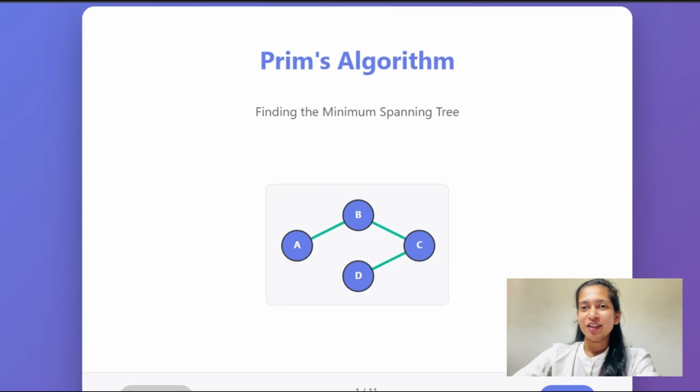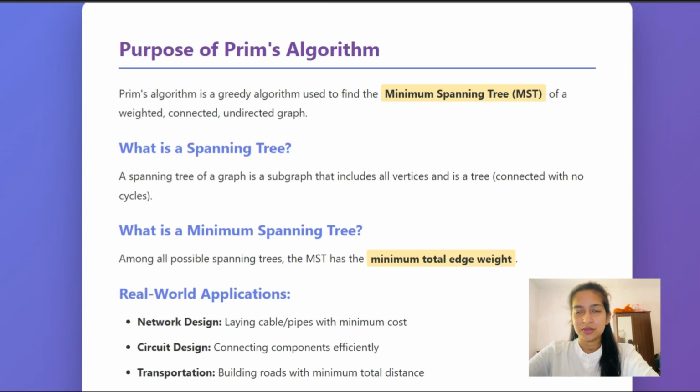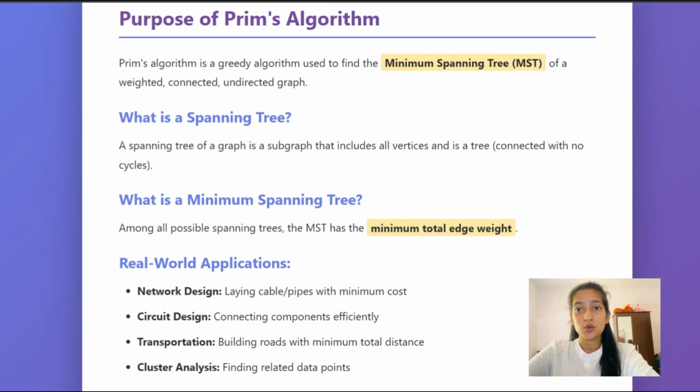Today we are diving into one of the most elegant algorithms in graph theory. This is a powerful technique used to find the minimum spanning tree of a graph. First, let's understand what Prim's algorithm is all about and why it is so important.